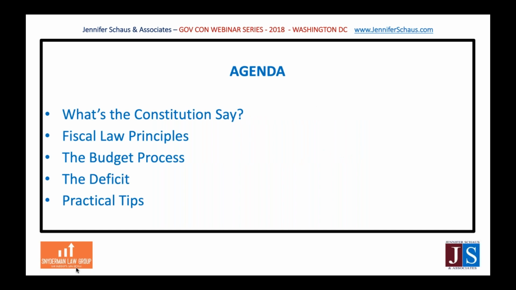So the agenda for today is, first, we'll start out talking about what the Constitution says, which obviously is our governing law, and how it sets up how the budget process is supposed to work. The Fiscal Law Principles, which are important to keep in the back of your mind as you understand where the money's coming from and how it is flowing. We'll talk about what the budget process is supposed to look like and the realities of what we actually see on an annual basis, what has created the deficit, and how that affects the budget overall. And as always, I'm going to give you some practical tips that you can use in your day-to-day business. Next slide, please.